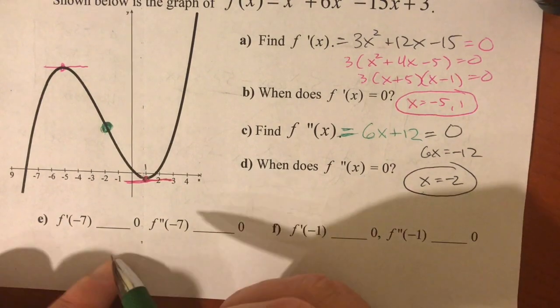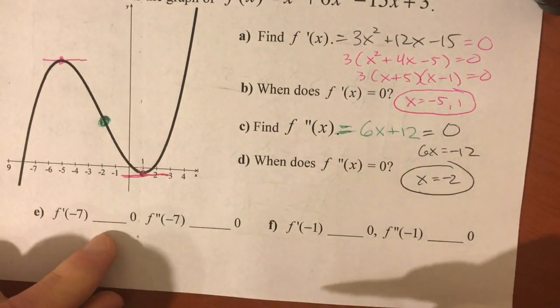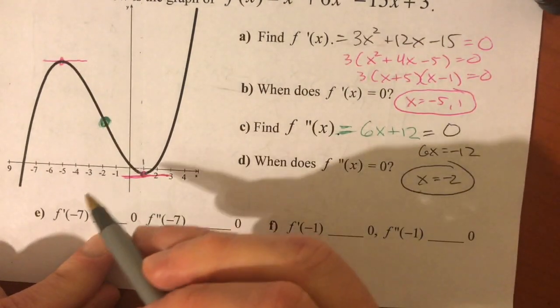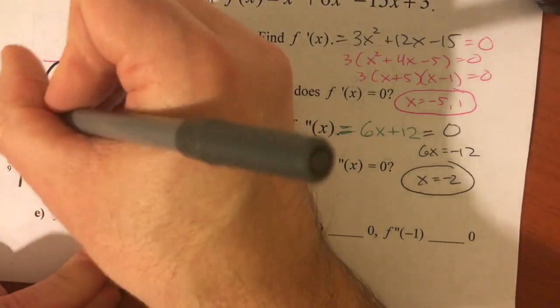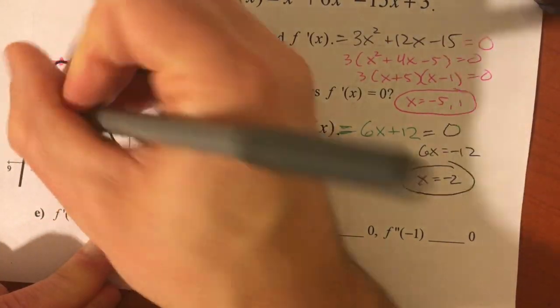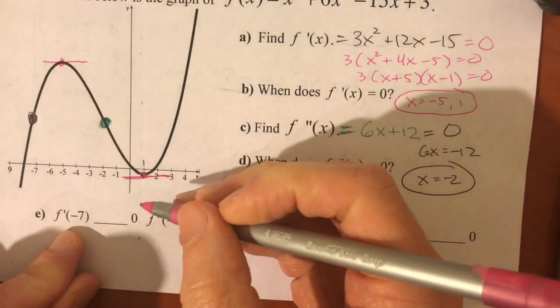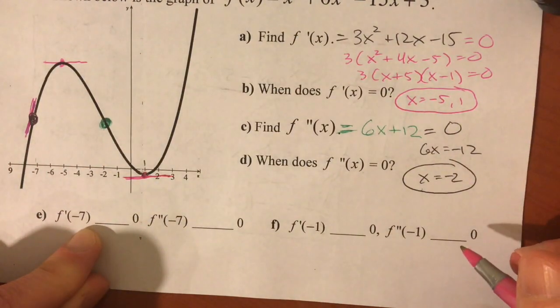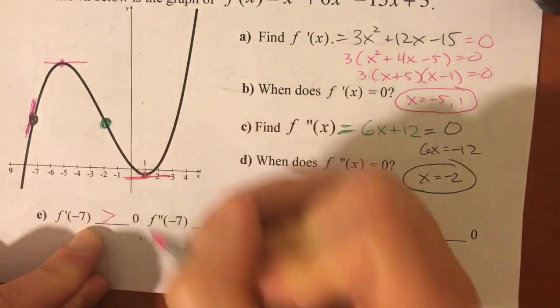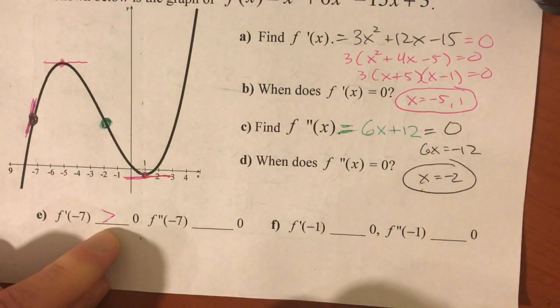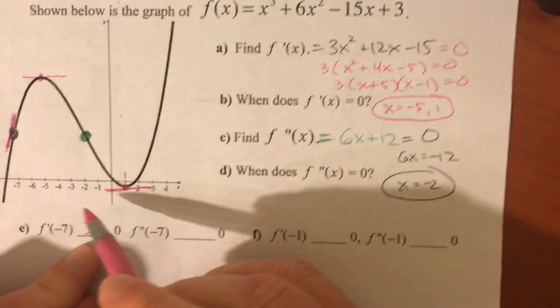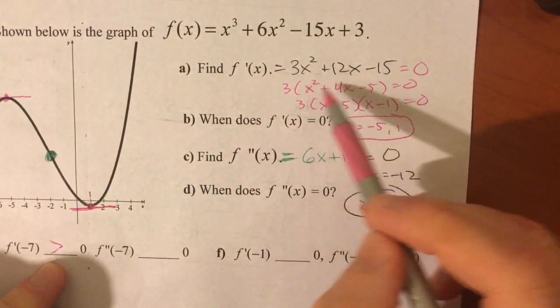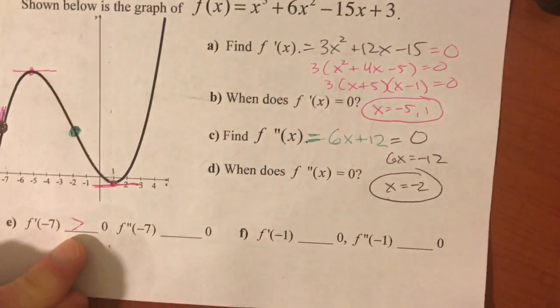So you can test these things, of course. So f prime of negative 7, we're right here on the graph. If you're talking about f prime, you're talking about the slope. That is definitely a positive slope. So f prime of negative 7 is greater than 0. You don't believe it? Plug in negative 7 into this f prime and you'll get a positive number. Trust me. Or do it.